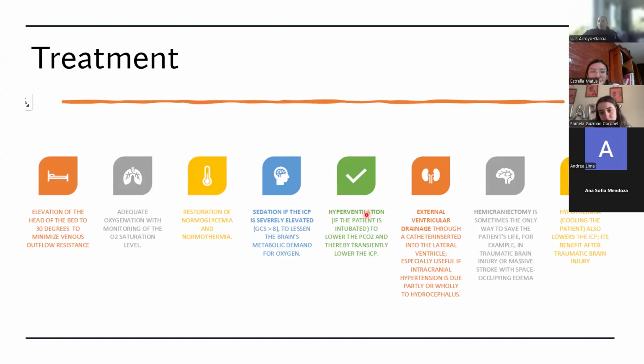Then we have hyperventilation if the patient is intubated, to lower the CO2 in the blood. Drainage through catheters, hemicraniotomy when this is too bad, for example, or even bringing the patient to hypothermia. So this is what happens.